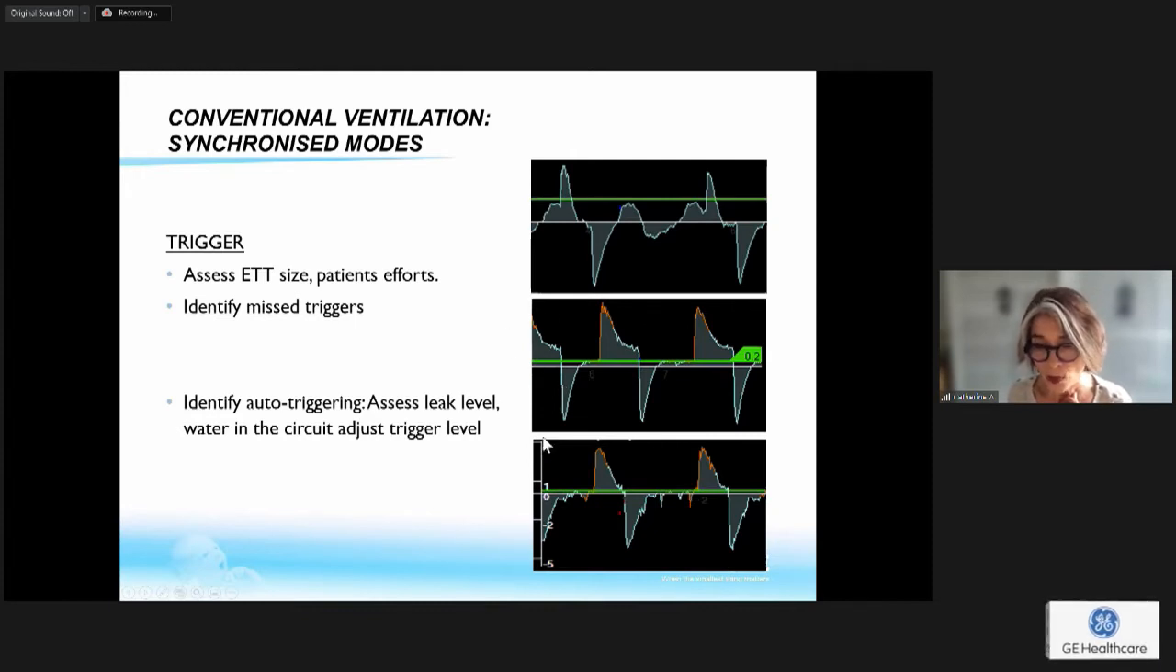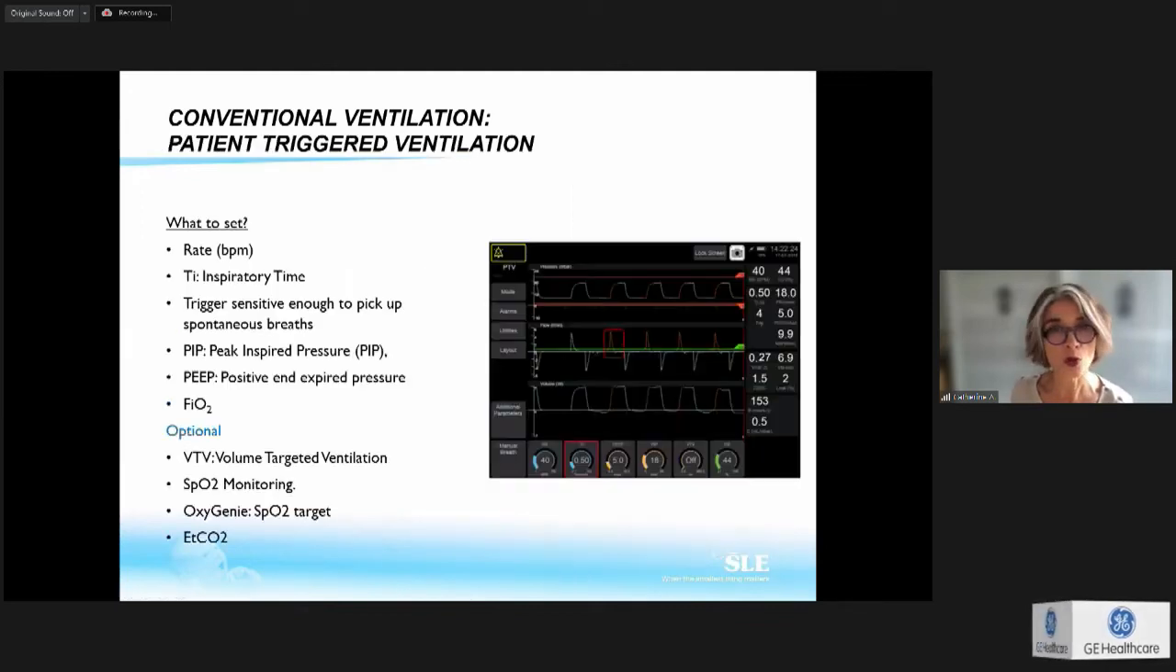So be careful with water in the circuit, with very high leak also in the patient, because you might end up with some auto-triggering if you have set a very low level of trigger here. So usually we set it at 0.6, and in this patient, if it was at 0.6, I will decrease it to 0.4 to make sure that it picks up the breath. Be careful if you go down to 0.2 because you have a higher risk of picking up some artifacts.